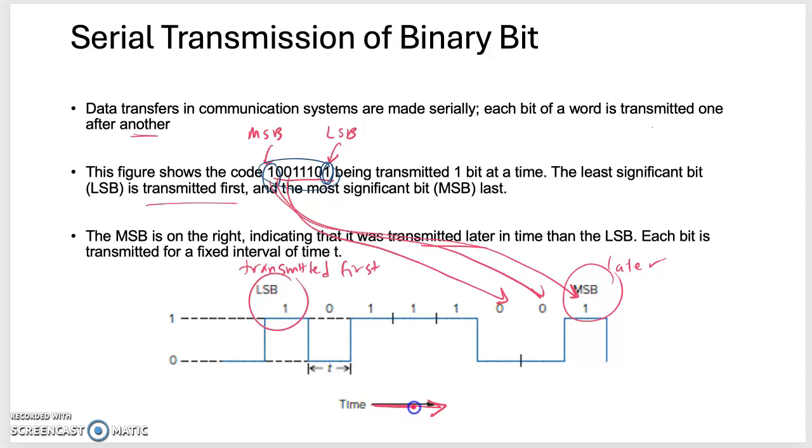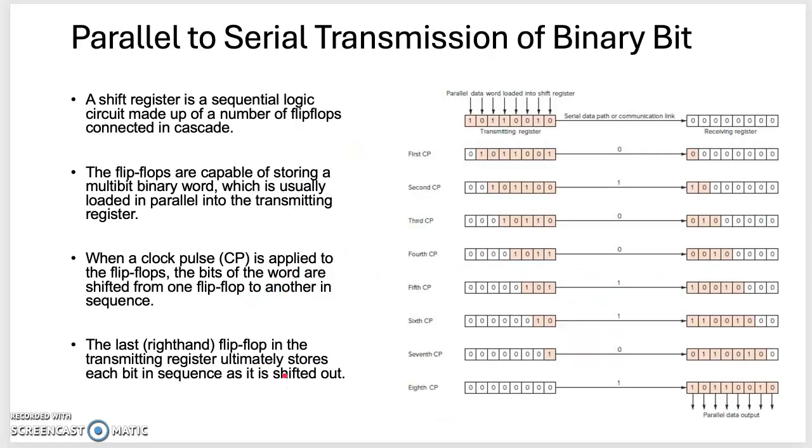How do I know this? Because I'm looking at this arrow which tells me time, which means that going to the right is an increase in time. So assuming this is 100 seconds and maybe this is 1 second, going to the right tells me that it happens after a longer time. So MSB is transmitted later, LSB is transmitted first.